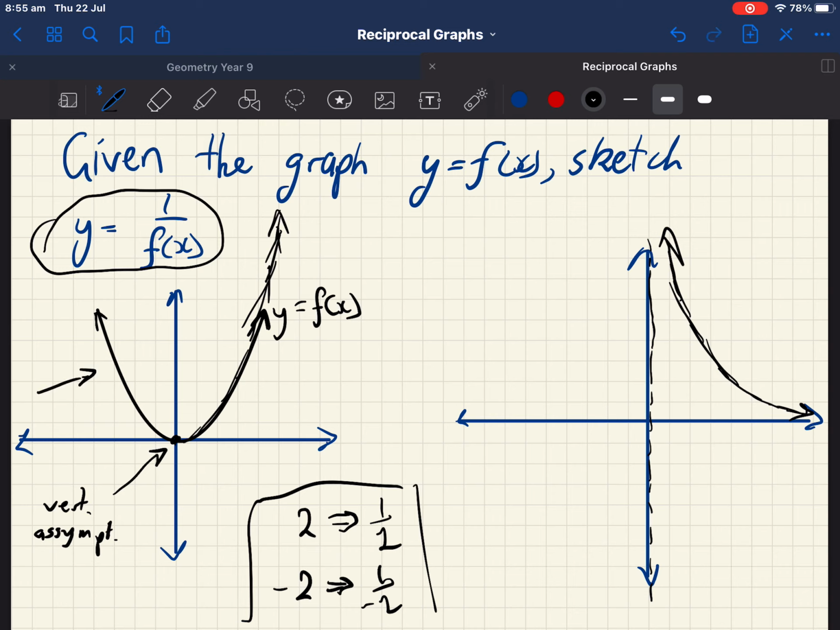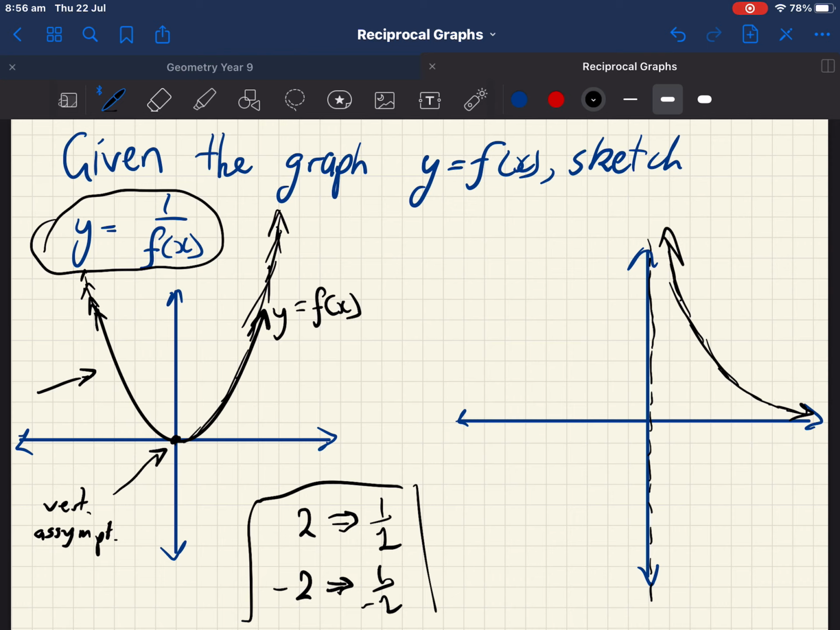Looking at this other side of f of x, we've got positive values. It's above the x-axis. That means our reciprocal also will need to be positive in its sign. So it's going to be up here somewhere. And you can see that it's heading off to positive infinity over there.